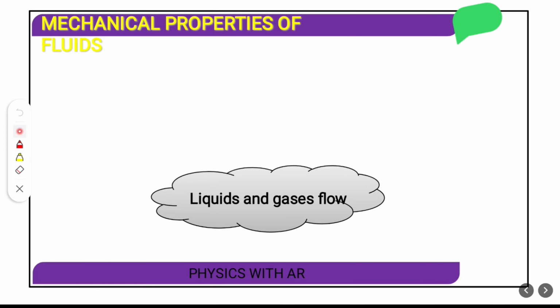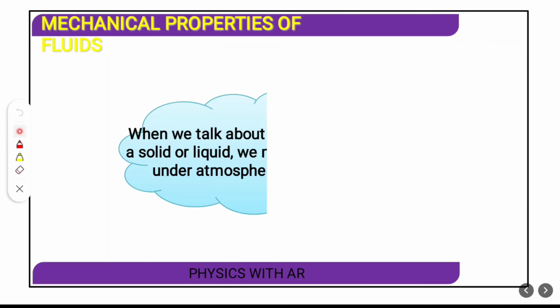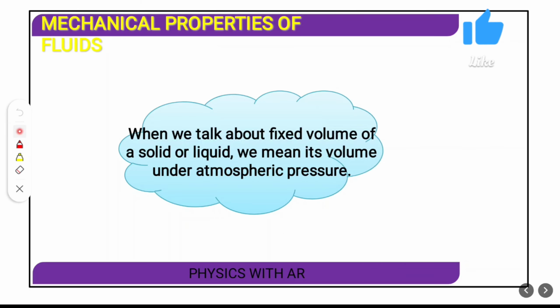Liquids and gases can flow from one place to another place. When we talk about the fixed volume of solids or liquids, we mean its volume under atmospheric pressure. This atmospheric pressure is the pressure exerted by the atmosphere.